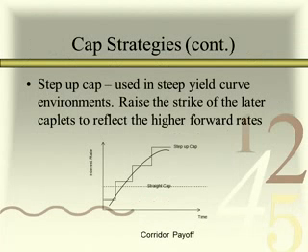Another one is a step-up cap, and this is very similar to the corridor, but those are usually used only when there's a very steep yield curve. Remember, that's when interest rates from the lower term to the higher term make a very steep curve. Steep yield curve environments, they're going on now. You raise the strike of the later caplets to reflect the higher forward rates. So you actually have several going at once.